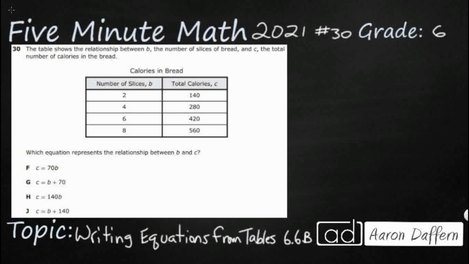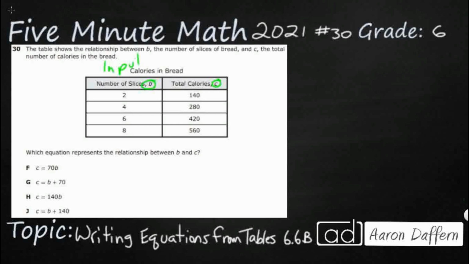So we have a table here, and we have a relationship between B, number of slices, and C, total calories. That makes sense. The more slices you get, the more calories you're going to get. So we need to find an equation that represents the relationship between B and C. Let's look at this as an input-output table.